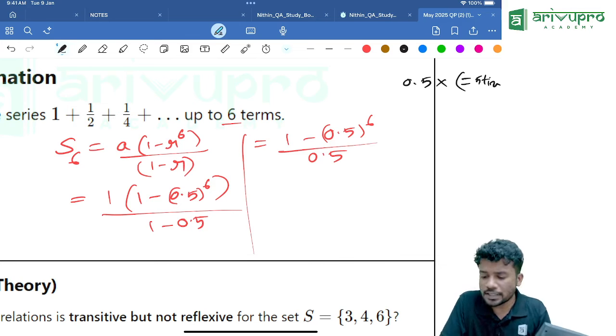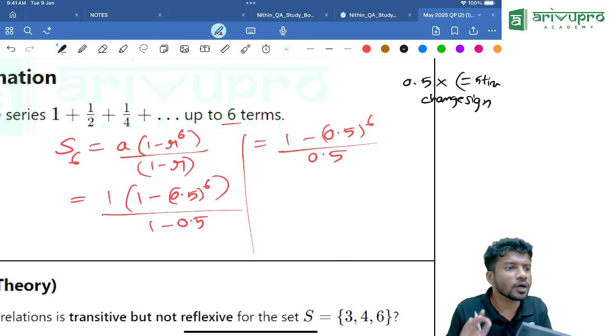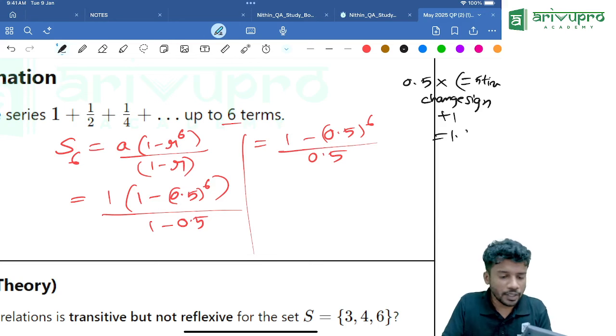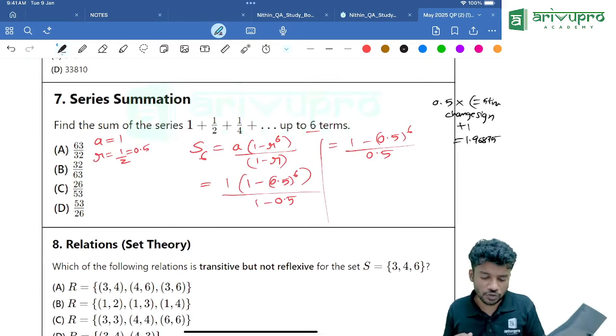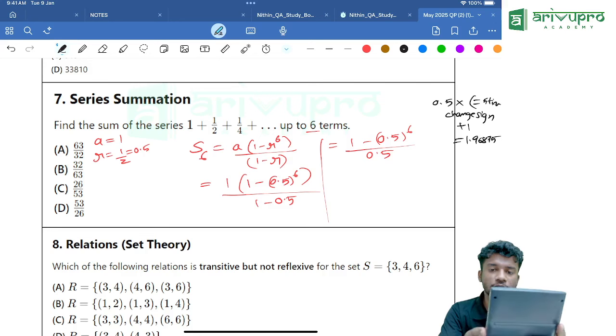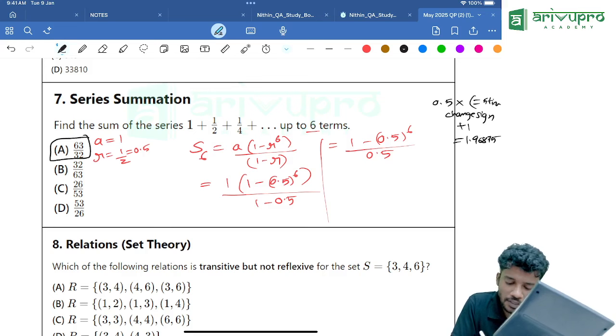Then change the sign, clicking plus or minus on your calculator. Then what is the next step? Plus 1. That means you got the numerator value. Then divide it by 0.5. How much are you getting? 1.96875. Now you check and tell me what's your answer. Look at option A, 63 divided by 32. How much is it? 1.96875. So option A is our answer.